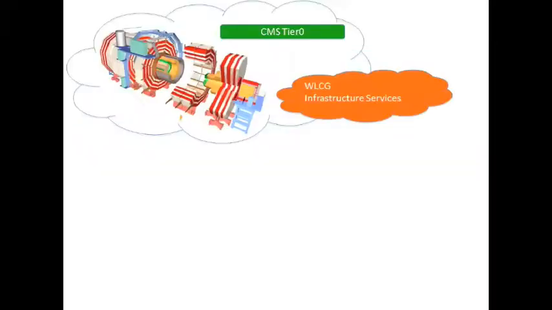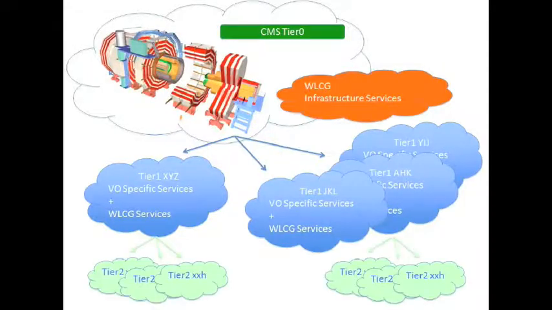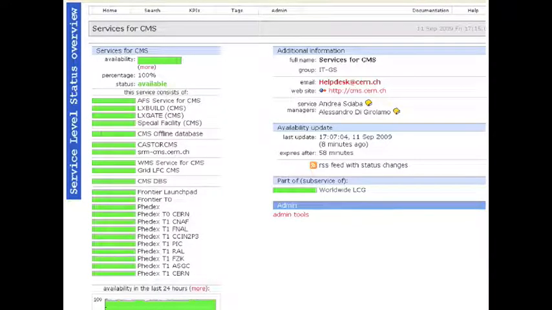Moreover, there are all the grid services running on the computing center supporting the VO, here shown as Tier 1s and Tier 2s. This is how we've represented this complex architecture in SLS. SLS is a framework developed by CERN IT that allows to group services and to report their status and their availability. Services for CMS, for example, is a meta-service that groups both VO-specific and CERN IT common applications.